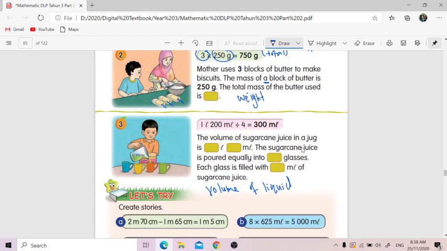So number 3, the volume of sugar cane juice. So the mathematical sentence is 1 liter 200 ml divided by 4. So this is the picture, and they also put the figure here. And you can see that this boy is pouring for each of the cups or glasses. Yeah, there are 4 glasses: 1, 2, 3, and 4.